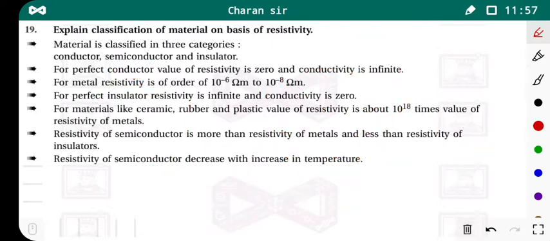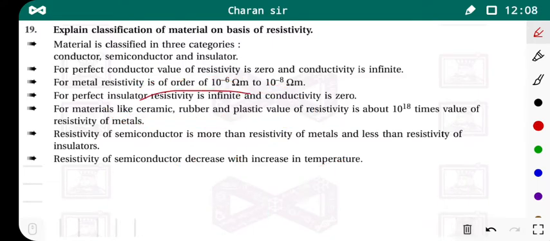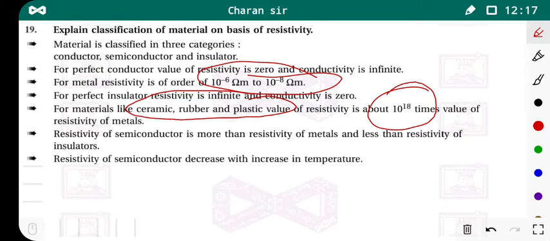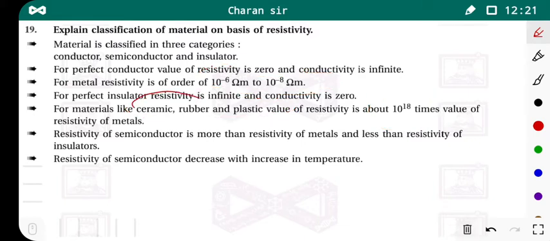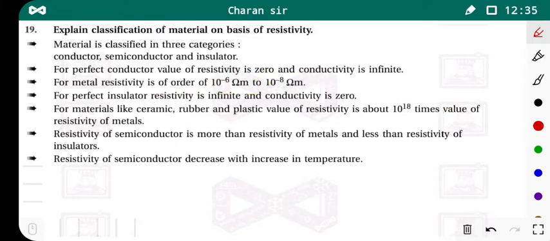Why? Because conductivity is 0. Some examples are also given. Materials like ceramic, rubber, plastic have resistivity of infinite value, because of that conductivity is 0. Also, the resistivity of these materials is 10⁸ times larger than that of the metals value. This is the second MCQ question. So insulators have a large value of resistivity and conductivity that is 0.